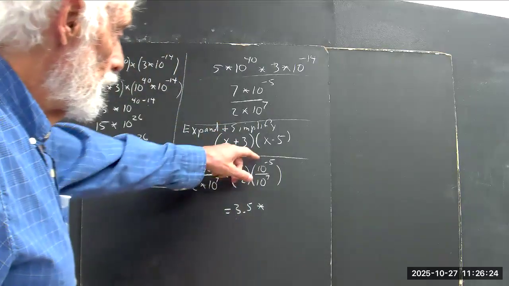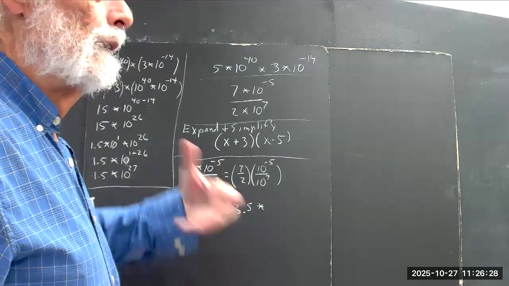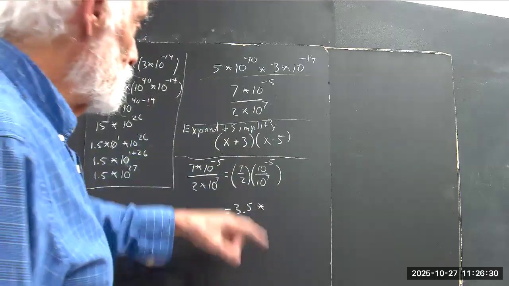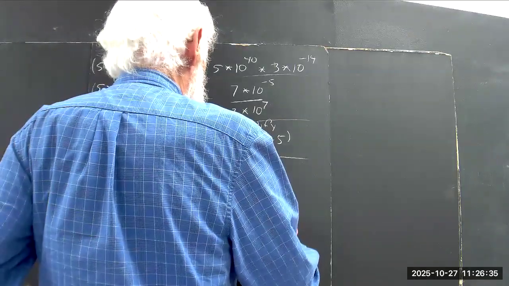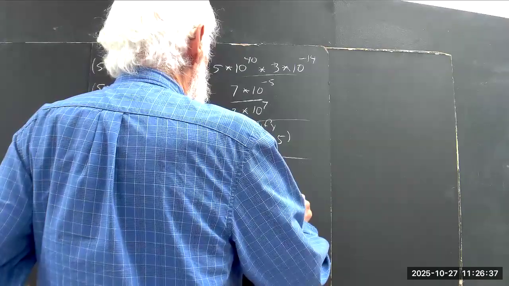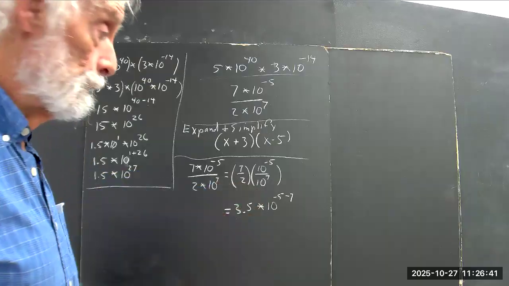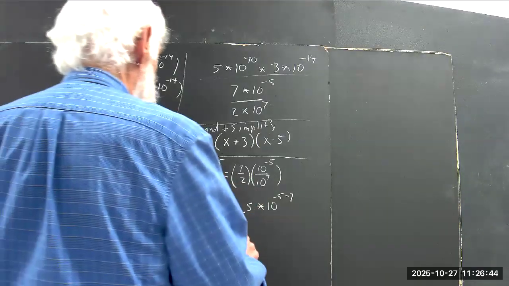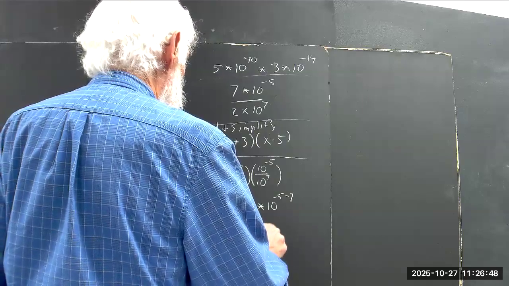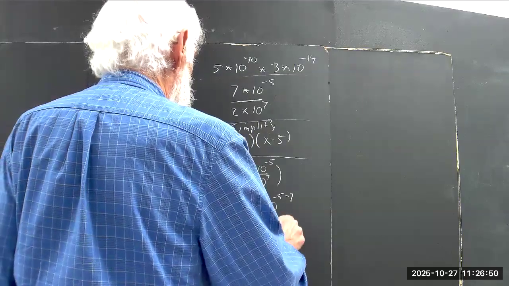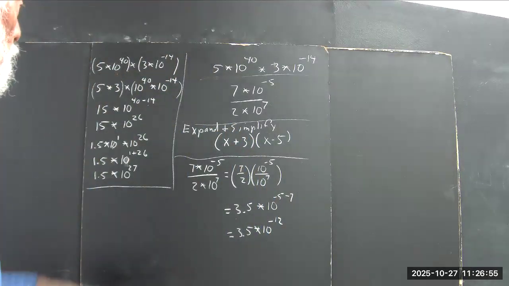And what's the rule for dividing two numbers, the same number to different exponents? This is the same as 10 to the negative 5 minus 7. When you divide, you subtract the exponent. And that gives us 3.5 times 10 to the negative 12th.